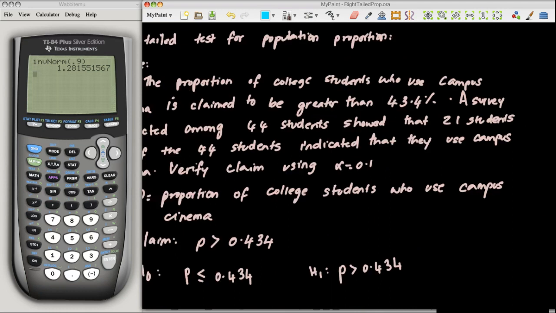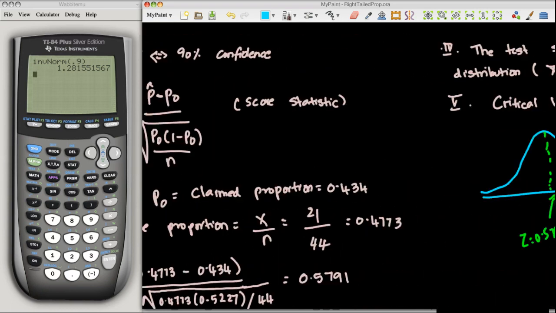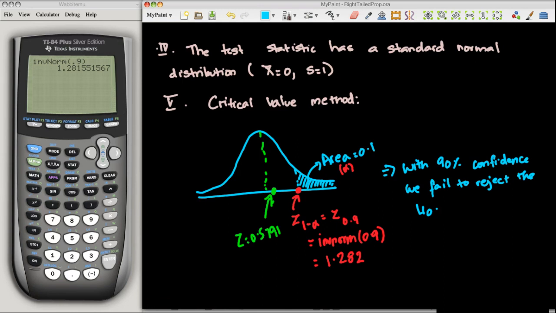So if you look back at our original hypothesis, the claim was in the alternative, and since we failed to reject the null, the claim is false. So in this problem, the claim that is made is untrue. It's likely to be false, therefore we conclude that the claim is false.